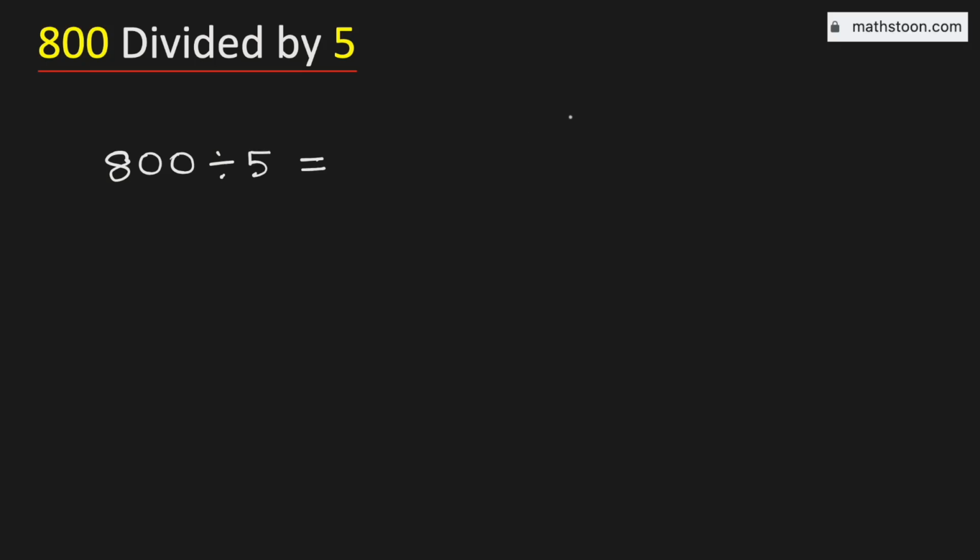Let's learn how to divide the number 800 by 5 using the long division method. Consider the first digit 8. We know that 5 times 1 is 5. Subtract, we get 3. Now 3 is less than 5, so we will bring down this number 0 here.